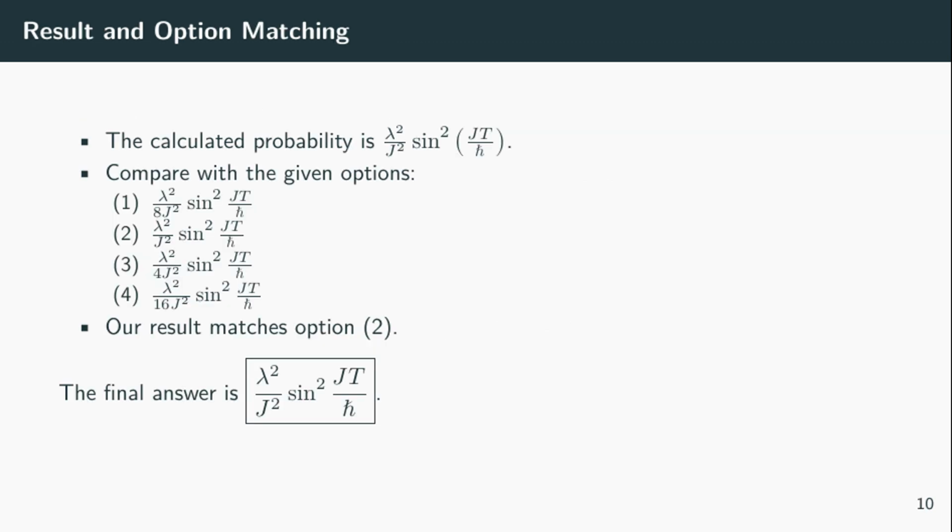Our calculated probability is lambda squared over J squared times sine squared of Jt over ħ. Let's compare this with the given options. Our result, lambda squared over J squared sine squared Jt over ħ, exactly matches option number 2. So the final answer is lambda squared over J squared sine squared Jt over ħ.